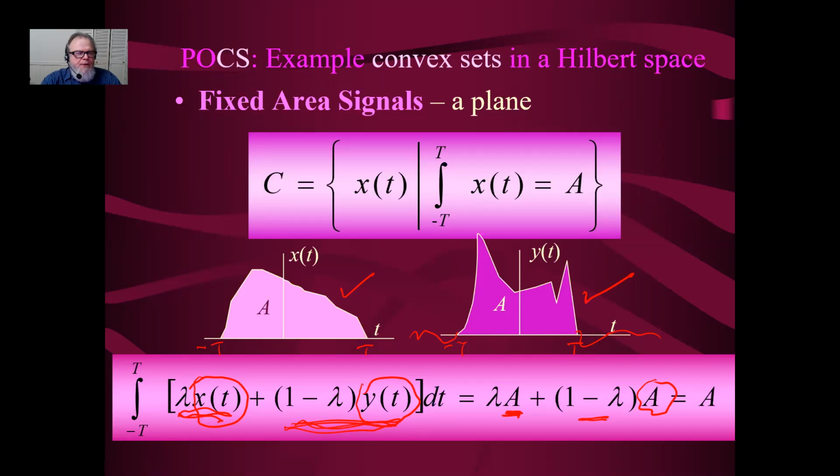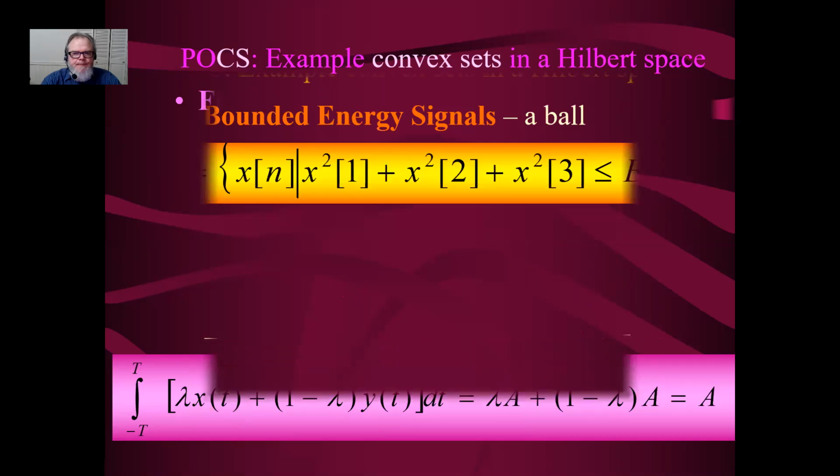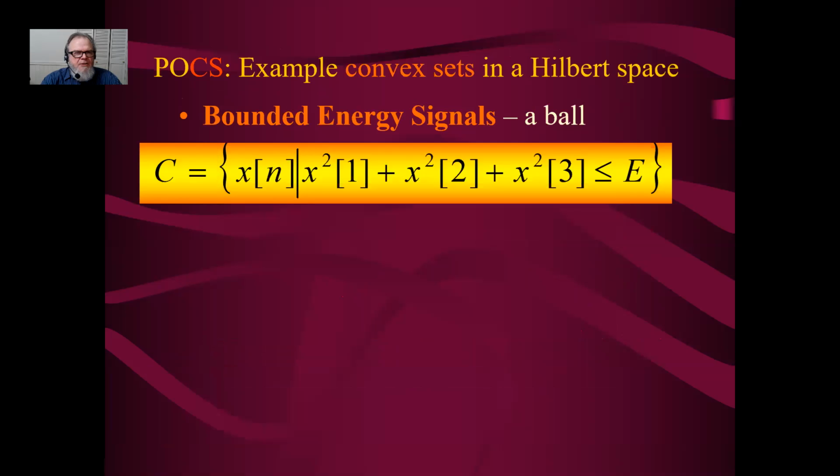And just like in one dimension, this is a simplex in higher dimensions. This one is kind of obvious. This is when the energy of a signal is less than or equal to some bound. This is fixed. Do you remember how we defined the energy of a signal in discrete space? It was a sum of the squares, right? That was the energy of the signal.